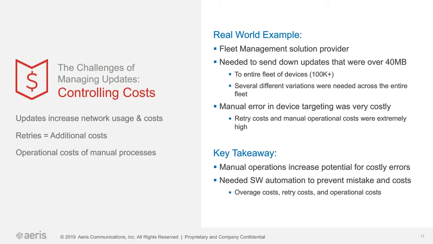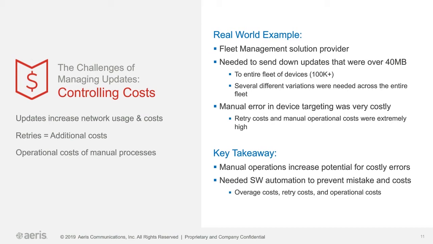But the problem where the additional cost can spiral is when it doesn't go through successfully, and you have to retry, and retry, and retry. That's when it starts to become an unknown cost. How many times do I need to retry before it goes through successfully? That's where the cost can start to become a concern. It's around the unknown. And third is when you start to look at the operational cost of managing these processes.